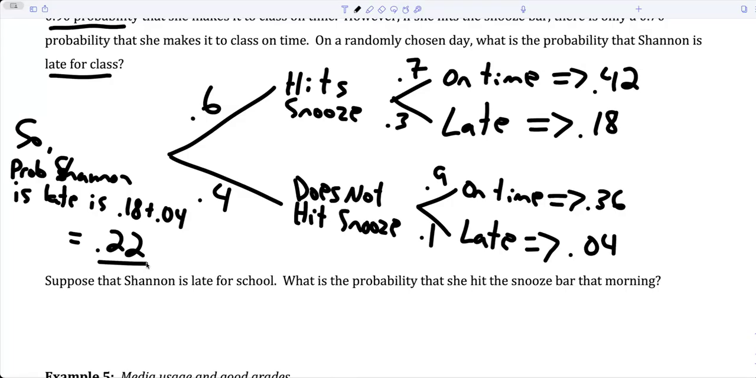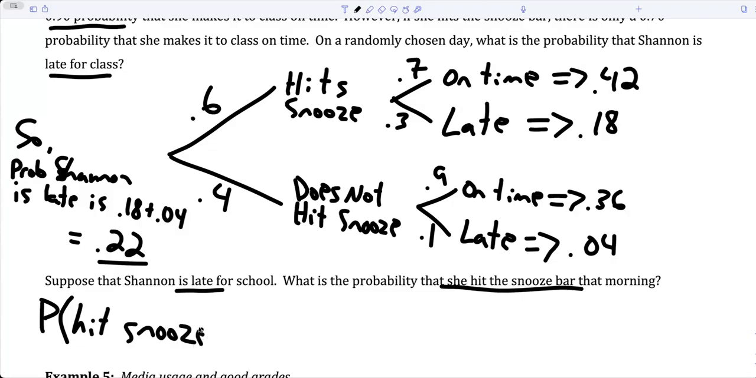And then the next question says, suppose that Shannon is late for school. What is the probability that she hit the snooze bar that morning? So I want to find the probability that she hit the snooze, given the fact that she is late.